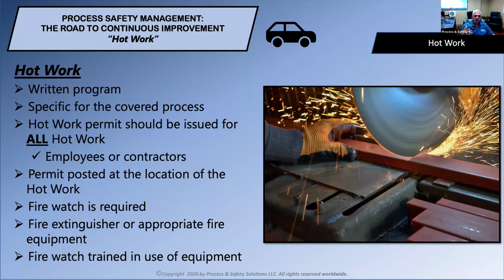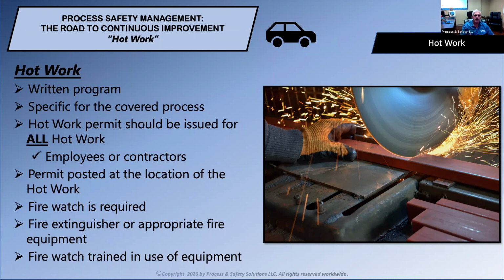So you must have a written program, a hot work program in place, and it must be specific for your covered process. In other words, can you take somebody else's hot work permit process and apply it to yours? Yes, you may be able to do that with a few revisions, but for the most part, one person's hot work experience or one facility's hot work procedures and policies may not fit your organization or your facility.